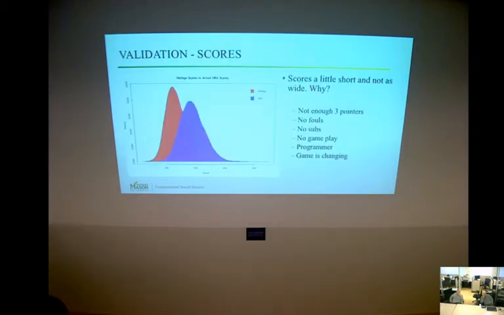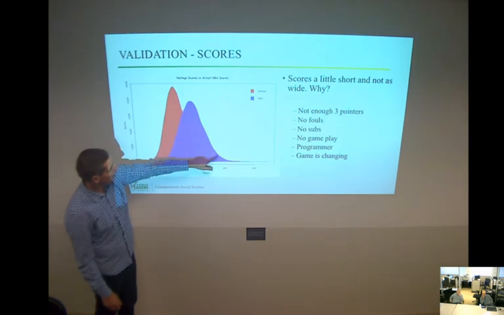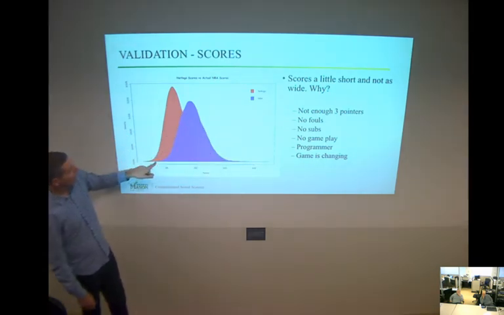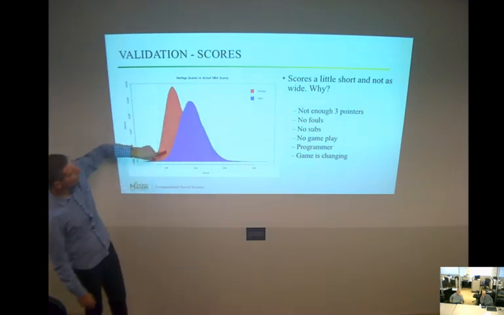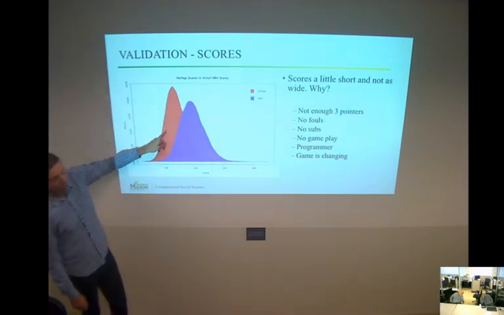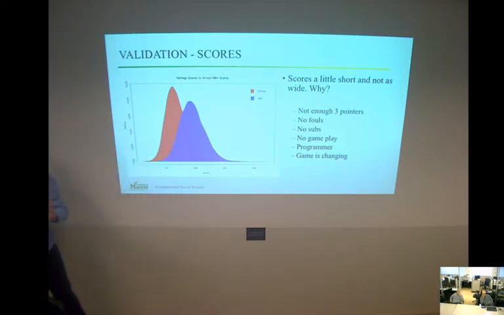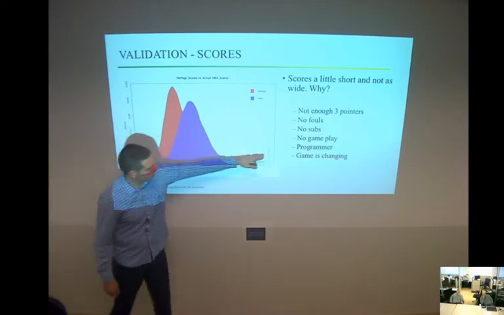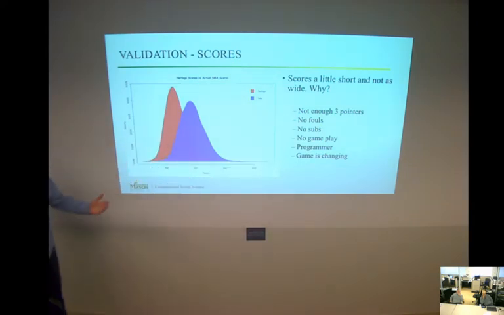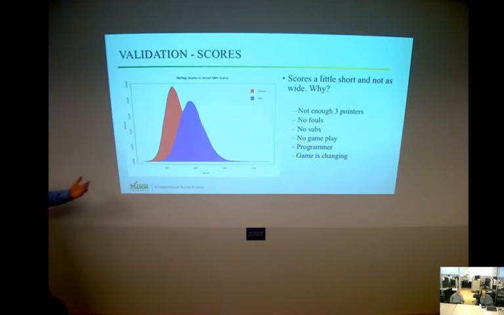So what I found was here is the scoring density of the NBA over that period, and then the red is my model. It looks like I don't have enough points scored in my game versus reality, but I probably don't have enough three-point shots. There's no fouls, so then there's no free throws. There's also no substitutions in this model, so there's a small issue there. There's obviously probably some programming issues there. And the game's changing. If you go back and look at defense, the scores over that 17 year period, they're probably changing.